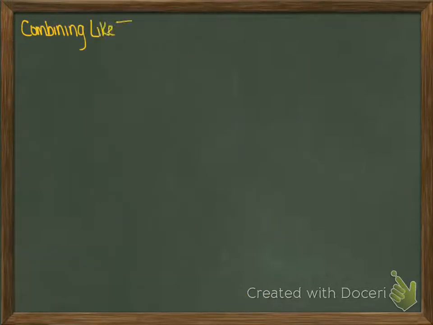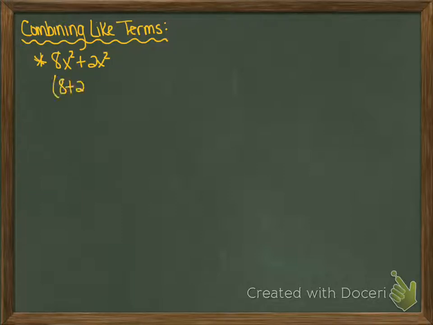Okay? So let's just work a little bit with combining like terms. So our first example, 8x squared plus 2x squared. Well, notice they have the same variable raised to the same power. The variable is x raised to a power of 2. So I can combine those by adding, since that's the sign I have, addition. I can add 8 plus 2. I'm going to keep the x squared. I'm not going to add the exponents. They're going to stay the same. So if I take 8 plus 2, that is going to give me 10x squared.